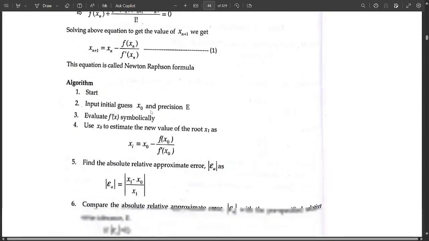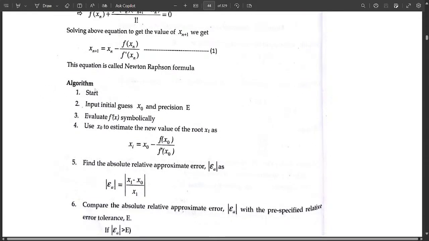So the first step is just starting the program, and here we need to guess one initial guess, whereas in the case of bisection we need to guess two. It is not like that here. We just need to guess one.